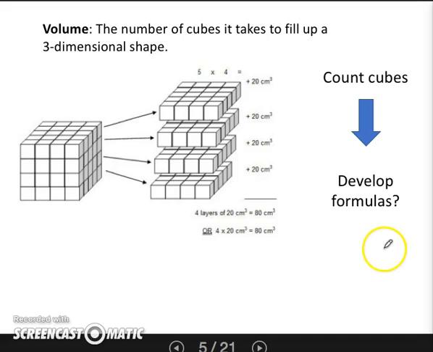So will it be possible for us eventually to move from counting cubes into developing formulas that we can use to find the volume of common or special figures? Yes, it will. But first of all, we're going to go through some new vocabulary.